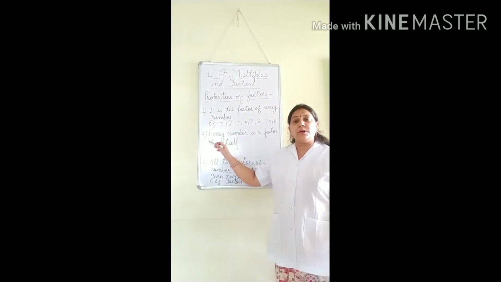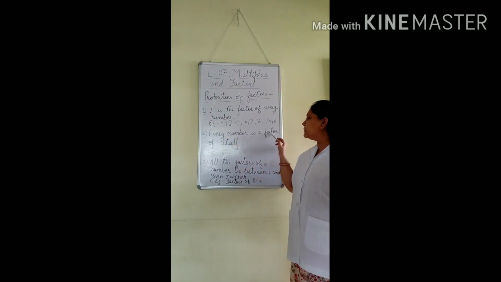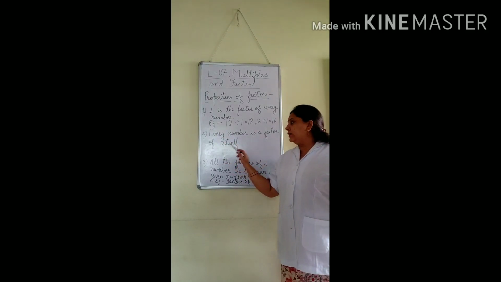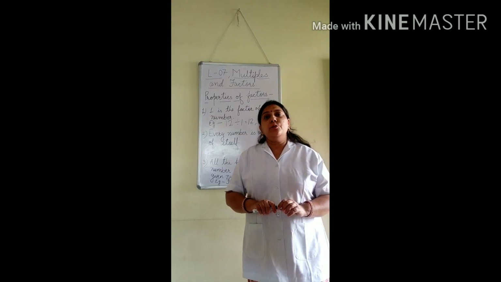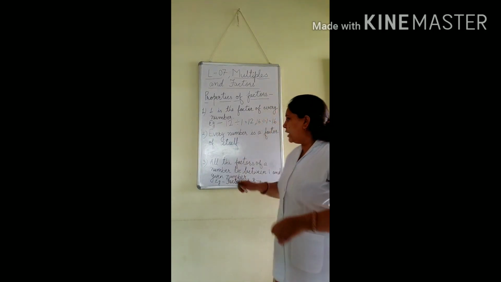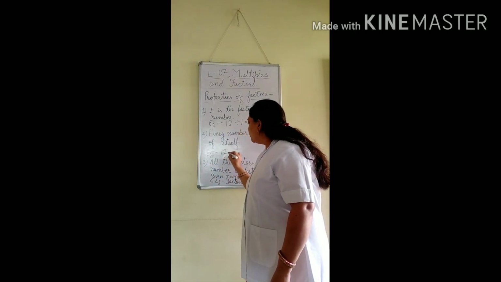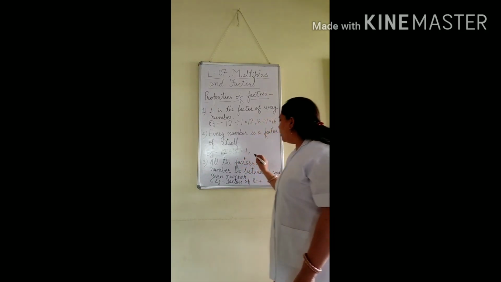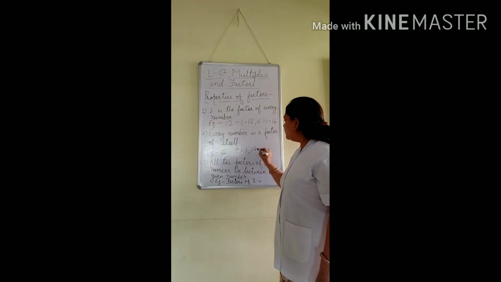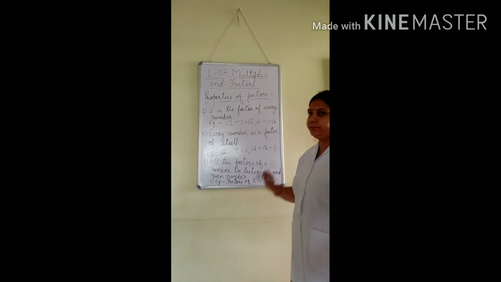The second property of factors is that every number is a factor of itself. That means we can divide a number by itself. Example, 12 divided by 12 equals 1, or 16 divided by 16 equals 1.